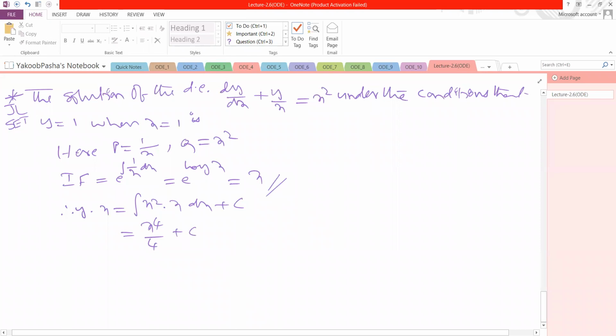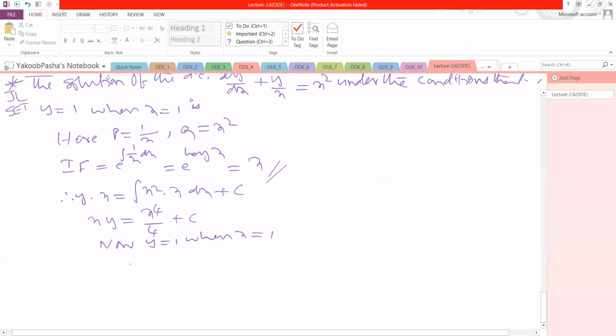So we can take boundary conditions. This is xy. Now apply the boundary conditions. The boundary conditions are y is equal to 1 when x is equal to 1. So apply y and x values here in this. So we get 1 is equal to 1 by 4 plus c. So from this c is equal to 1 minus 1 by 4.